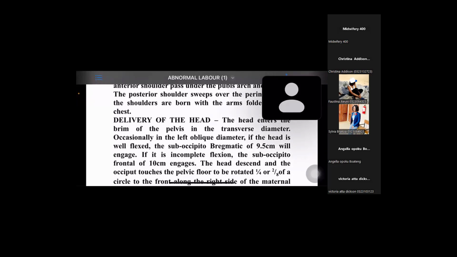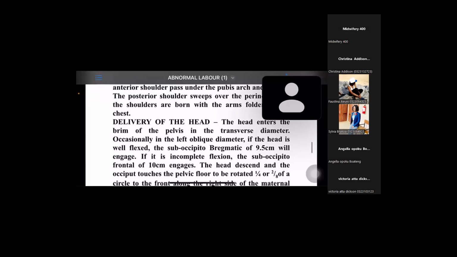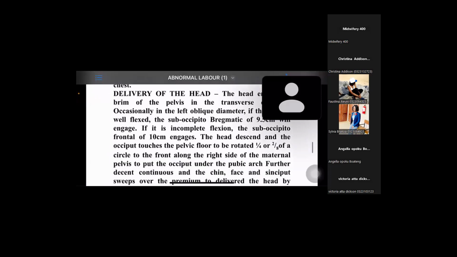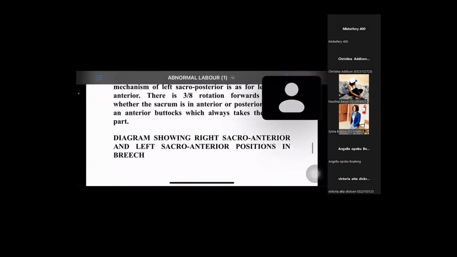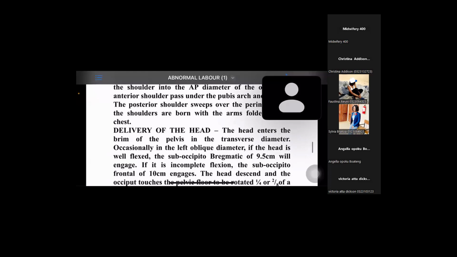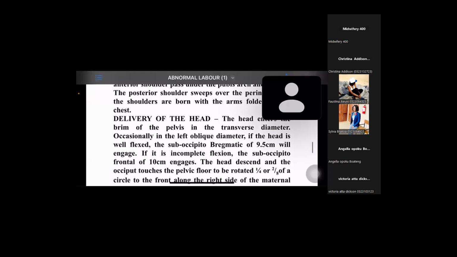So, delivery of the head. The head enters the brim of the pelvis in the transverse diameter, occasionally in the left oblique diameter. If the head is well flexed, the suboccipitobregmatic of 9.5 centimeters will engage. If it is in incomplete flexion, the suboccipitofrontal of 10 centimeters engages.